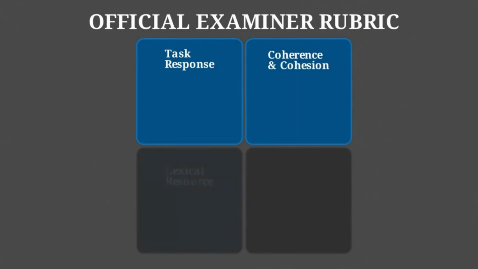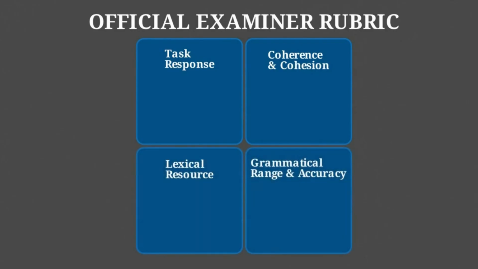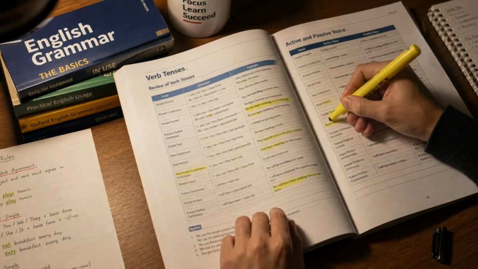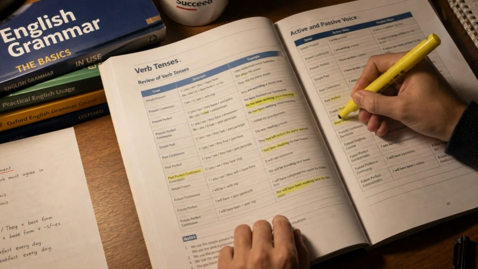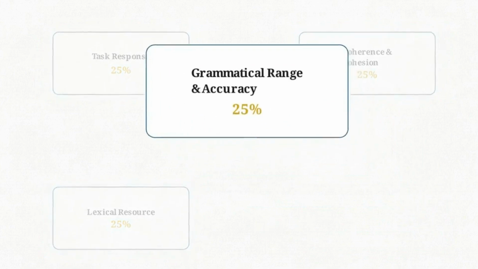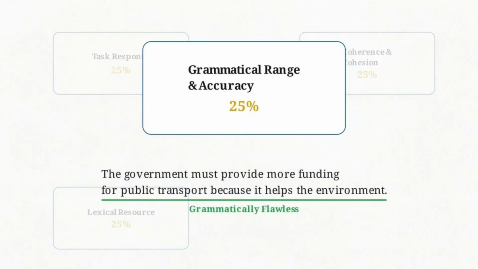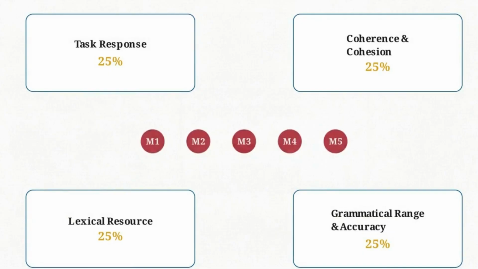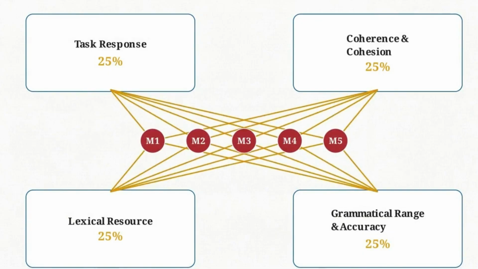This chart shows the official examiner marking rubric. It is divided into 4 equal criteria. You have task response, coherence and cohesion, lexical resource, and grammatical range and accuracy. Every single category is worth exactly 25% of your final score. Most students spend weeks obsessing over tenses and articles, treating grammar as the ultimate hurdle. But grammar is only 1/4 of the test. You can execute perfect sentence structures, make 0 grammar errors, and still receive a band 5 if you fail the other 3 criteria. The 5 mistakes we are looking at today hit all 4 of these quadrants.